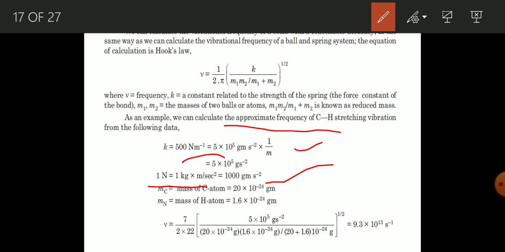Mass of carbon is 20 into 10 to the power of minus 24 grams. Mass of hydrogen is 1.6 into 10 to the power of minus 24 grams. We can calculate the frequency of this molecule's CH stretching vibration. Nu is equal to 1 divided by 2 pi, where pi is 22 divided by 7. Substitute the given data into the equation. We will get 9.3 into 10 to the power of 13 per second as the vibrational frequency.